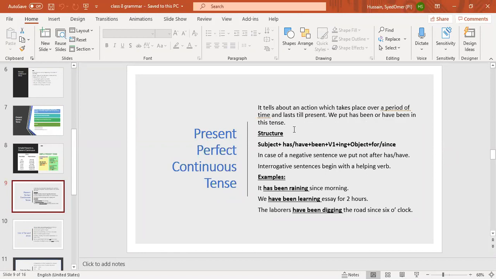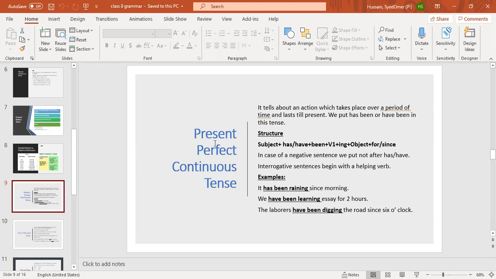Now, the easiest way to understand this tense. Present perfect: remember the helping verb used in present perfect? Has or have. In present perfect, we put the helping verb has and have. Now come to the next point, continuous. In continuous, we put the verb with ing, the first form of verb with ing. So this becomes easier for you.